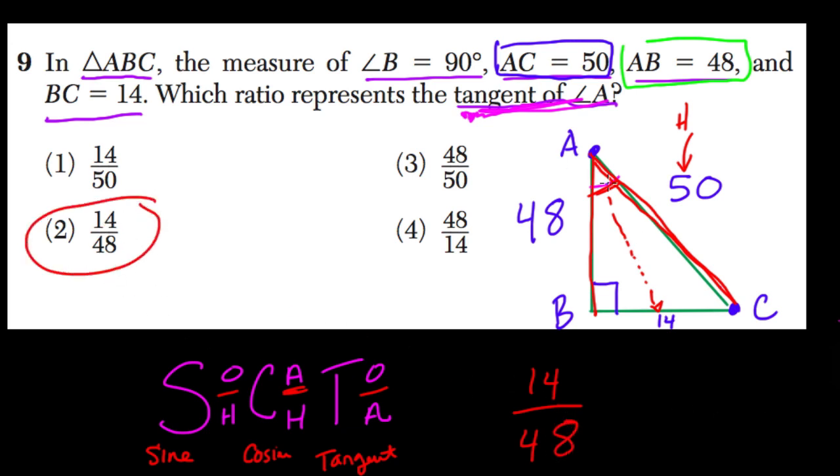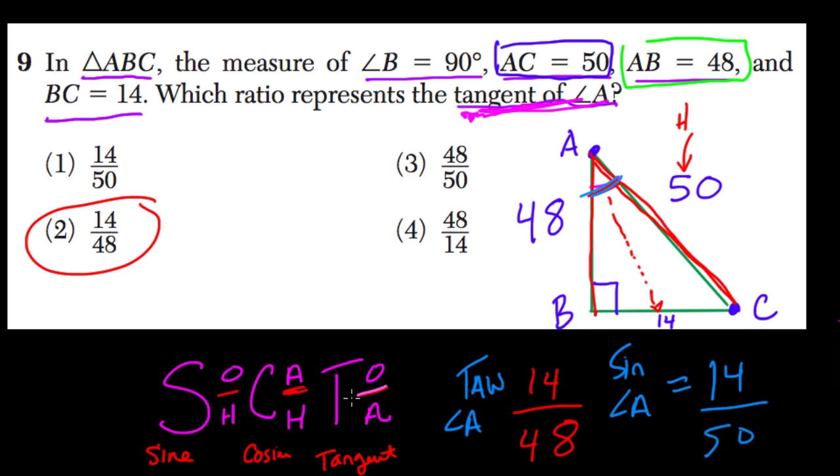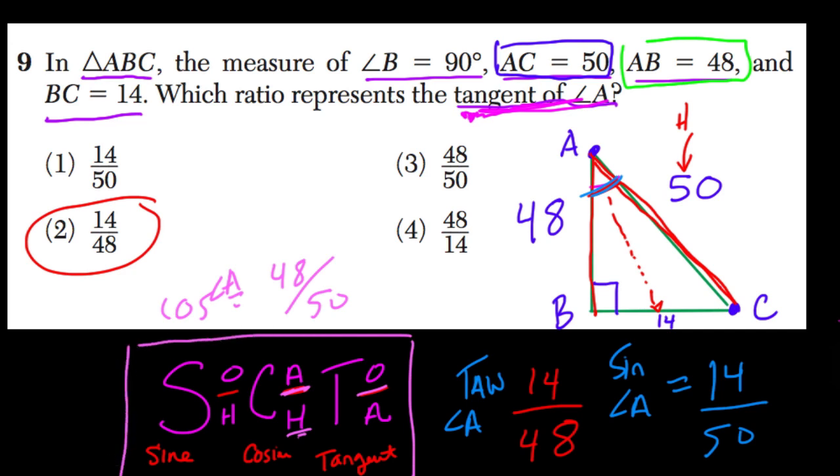Now, if we were looking for the sine of angle A, let's just go through that. It would be the opposite, 14, over the hypotenuse, 50. So this is the tangent of angle A, but the sine of angle A, just to review, is 14 over 50. And the cosine is the adjacent over the hypotenuse. So the cosine in this case would equal 48 over 50. So notice that the cosine of angle A equals the ratio of 48 over 50. So this is just a quick review of how to apply SOHCAHTOA to remember these trigonometric ratios.